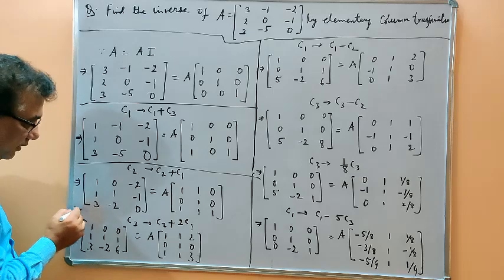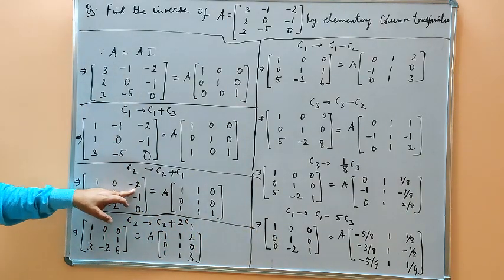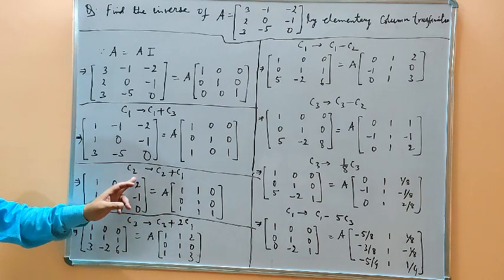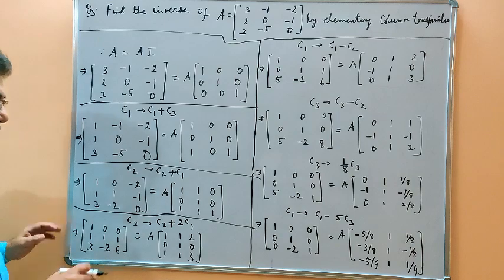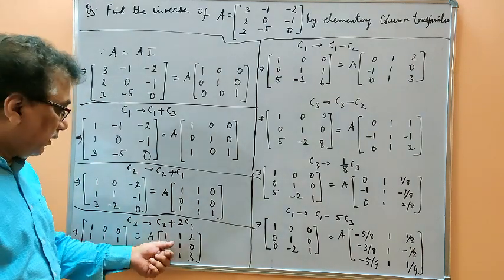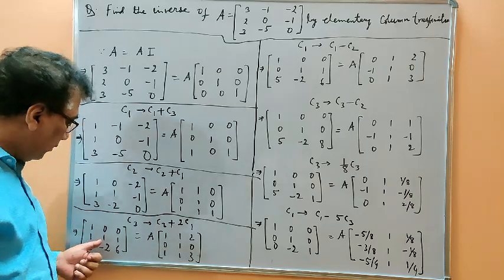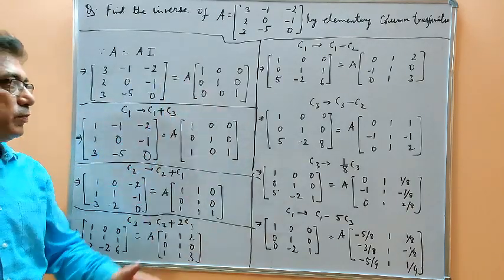So this is what we get, and after that we want to have 0 here. That's why we are doing the operation in column 3. We are adding 2 times column 1. So this is the result of that operation, and after that we should have 1 here. So it is already there. That's why no further operation for that.